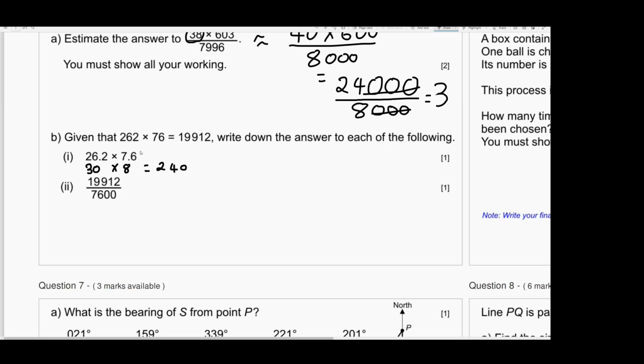So the answer to the question needs to use the digits 19912. It needs to use the same digits, but it needs to be roughly 240. So using these digits here, you need to use all the digits. What number can we make that is closest to 240? You've got to put the decimal point in to make it as close as you can to 240. What number would that be?